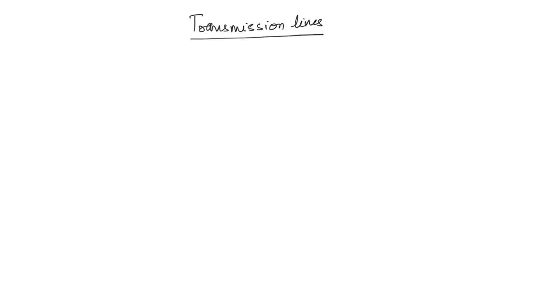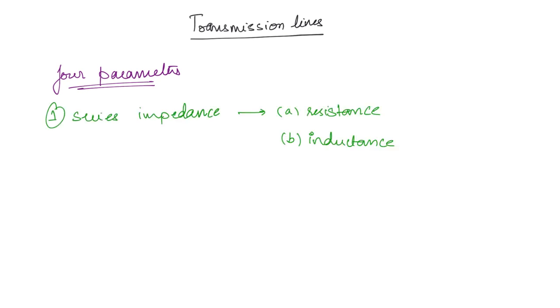In order to analyze transmission lines, we need 4 parameters. Two of them are called the series impedance, which includes the resistance and inductance. The second is the shunt admittance. Since it is in shunt, we deal with its admittance, which is easier to deal with. Admittance is nothing but the inverse of impedance, right? So here we have capacitance and conductance.